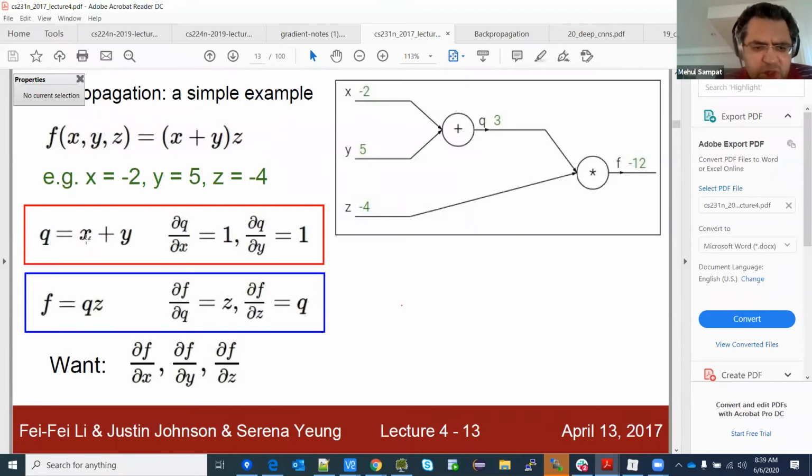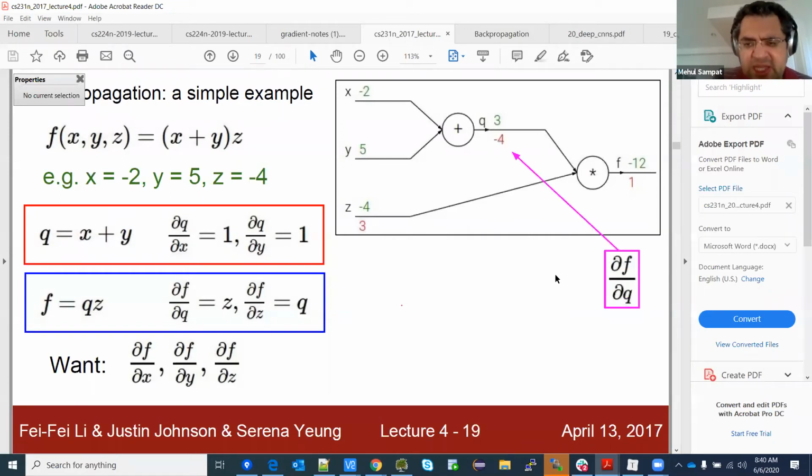Exactly what we did before. Q is x plus y, so there are two local gradients at Q, and f is qz, so two local gradients at f, and we want to find del f by del x and del f by del y. They do it nicely. We already know that del f by del z is just q, and in this case q is x plus y, so it's minus 2 plus 5, which is 3. So that's it.